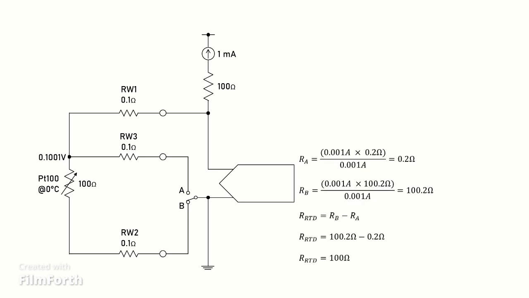Finally, the circuit retrieves the value of RA from memory, which in this case is 0.2 ohms, and subtracts it from RB, which gives us the resistance of only the RTD, and that is 100 ohms. This method, therefore, eliminates the error contribution of all the wires.